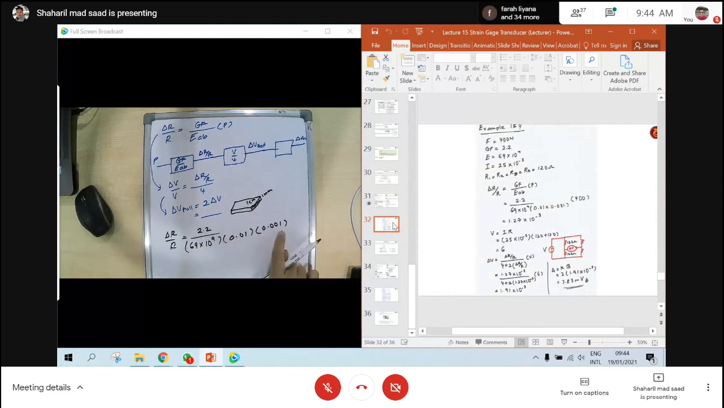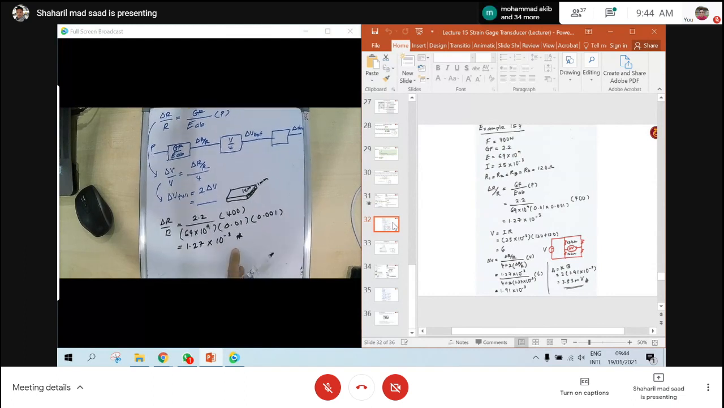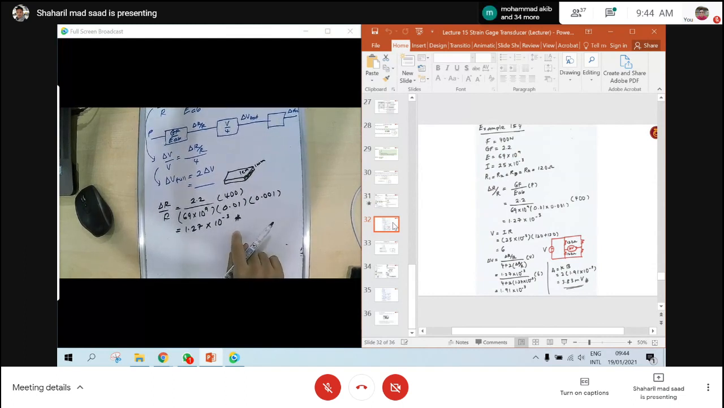Then you apply the force, which is equal to 400 Newton. Done. Then you already got it. The answer is 1.27 times 10 to the power of minus 3. Okay, so this one you got it, delta R over R. Alright, so next is to use this formula.